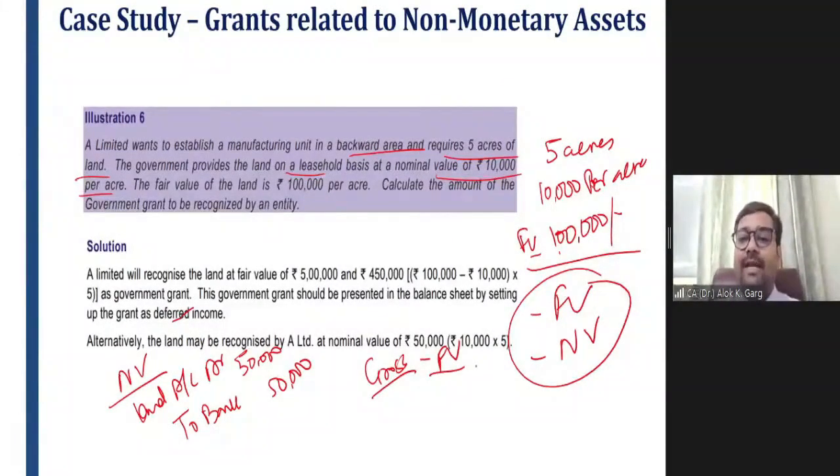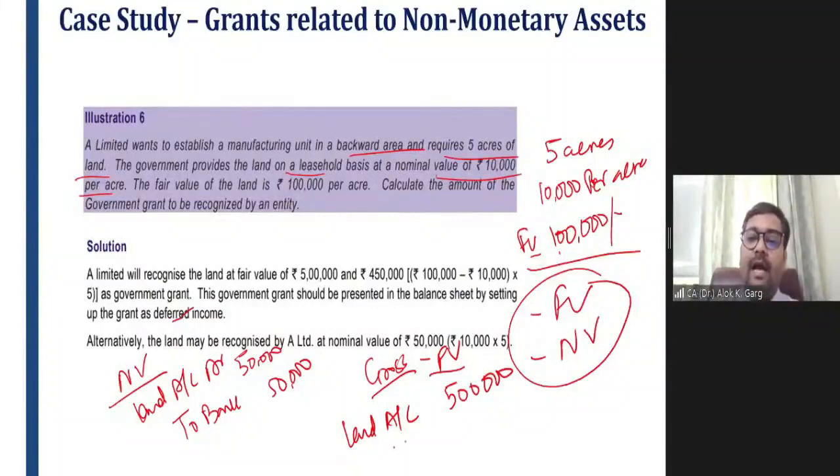What is the fair value, guys? The fair value is 5 lakh rupees. How has it come? Land account debit. The fair value is 1 lakh rupees per acre, so the asset has to be recognized at 1 lakh multiplied by 5, 5 lakh. And how much money has been paid to bank?